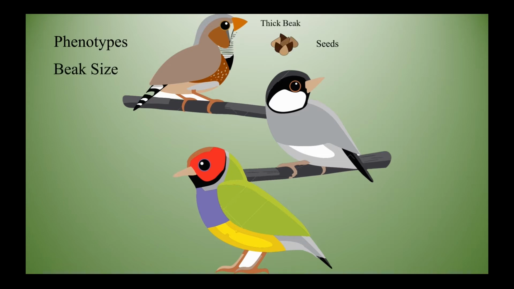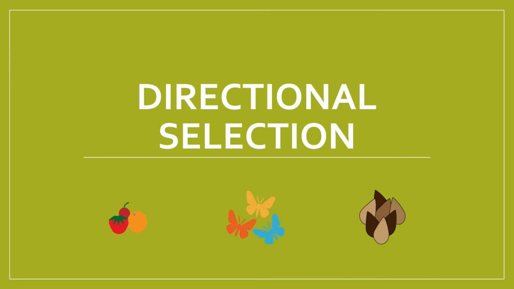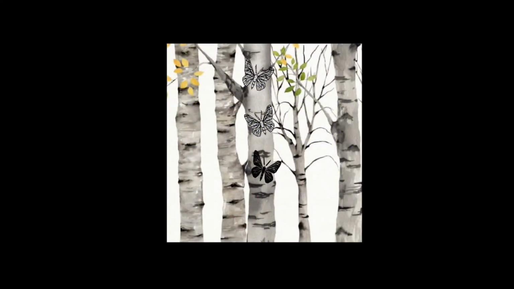Our first finch has a thick beak for scooping up many seeds at a time. The second finch has a skinny pointy beak for eating insects. The last finch has a sharp beak for tearing into fruit. These finches demonstrate directional selection. When a force in nature, such as food and environment, causes a population to evolve toward one trait over the other.